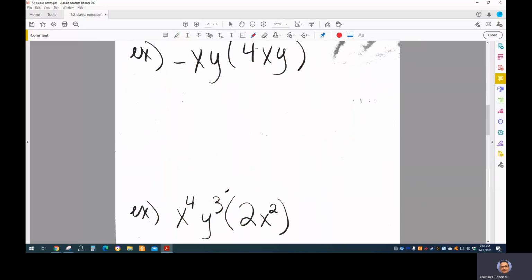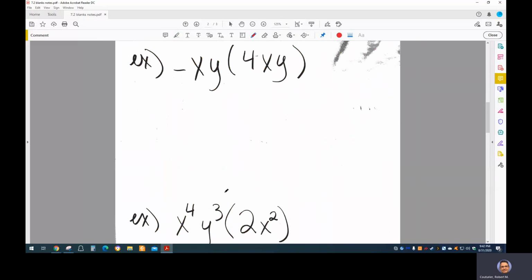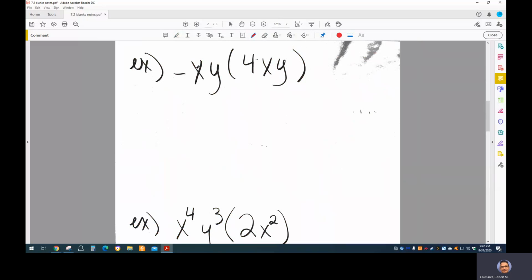Let's take a look at our next example. We're going to look at this example here. So we have a negative x times y, and that's all being multiplied by 4xy. Again, let's make sure first off, let's group our things together. We have a negative 1 times 4. Okay, we've taken care of our coefficients.